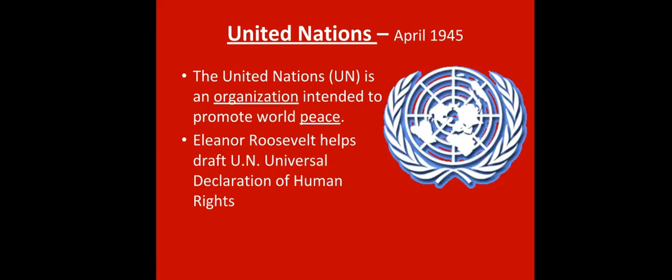One of the other things that they agreed to do was the United Nations, which was formed in 1945. And it was an organization to promote peace, which was what the League of Nations had tried to do, but it failed. This time the United States is going to be a member, and it is going to have an army. And then Eleanor Roosevelt, FDR's wife, she's the one who's going to help draft the UN Declaration of Rights. Pause until you're ready to go on to the next slide.